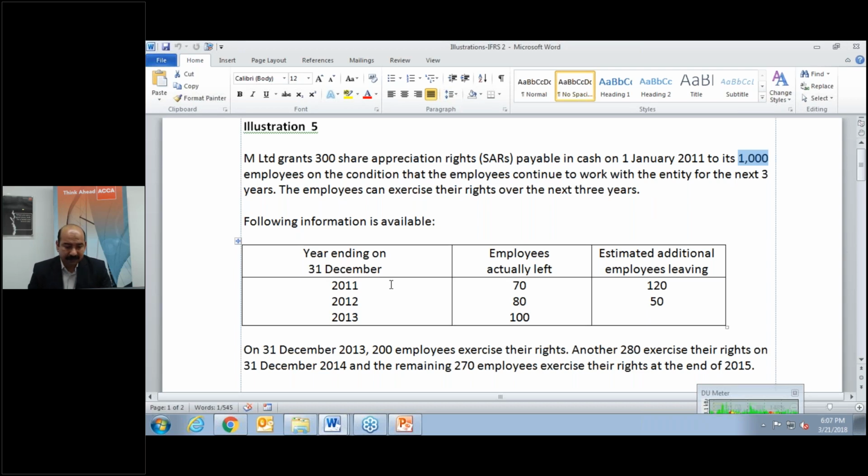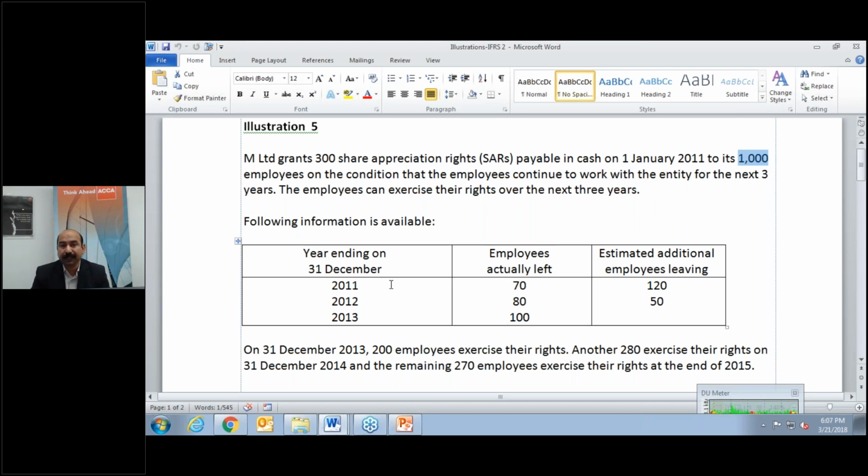And that expected number is, if we look at the table, we can see that 70 actually left at the end of 2011. And we expect that 120 in addition to these employees will leave. So this will add up to 190. 810 employees will be there at the end of the vesting period. This is the estimate at the end of 2011.